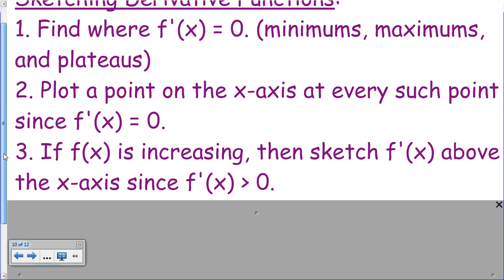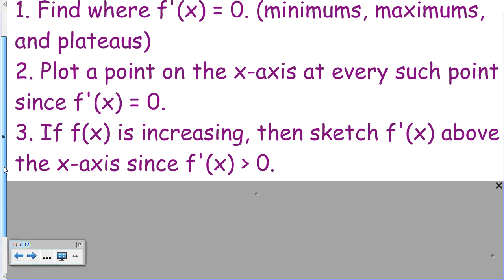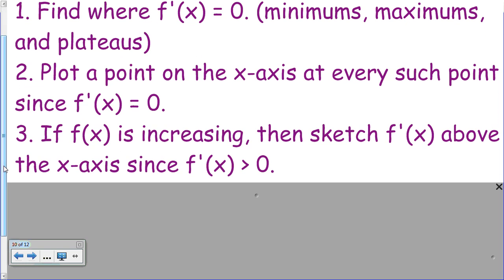We said that if f of x is increasing, then that meant that the derivative had to be positive. So if that's the case, if f of x is increasing, then we're going to sketch f prime above the x-axis. Now, why do we sketch it above the x-axis? Well, again, the derivative we're saying is positive. We want to plot then a positive y value. Where do positive y values lie? Well, they lie above the x-axis. Negative ones, of course, are below the x-axis. All right, that's if the function's increasing.